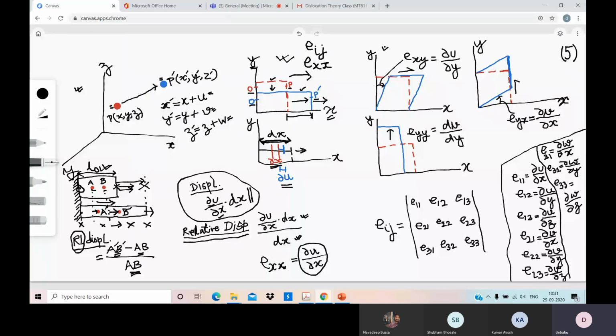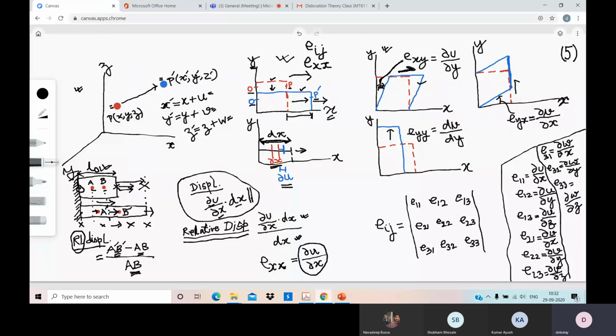Come to another situation. My initial two-dimensional body is represented by red dotted lines, and I am applying a shear stress. You see, here I am applying a shear stress. When I apply a shear stress, the body gets sheared, and the new position is represented by the blue line. So we see there is a strain, and it is written here. So how to represent that strain?